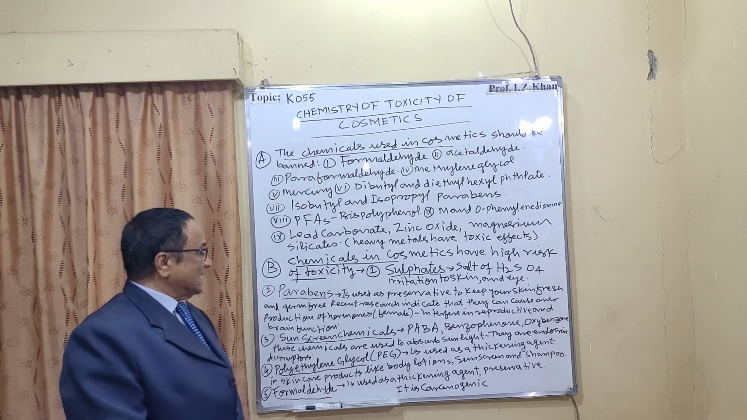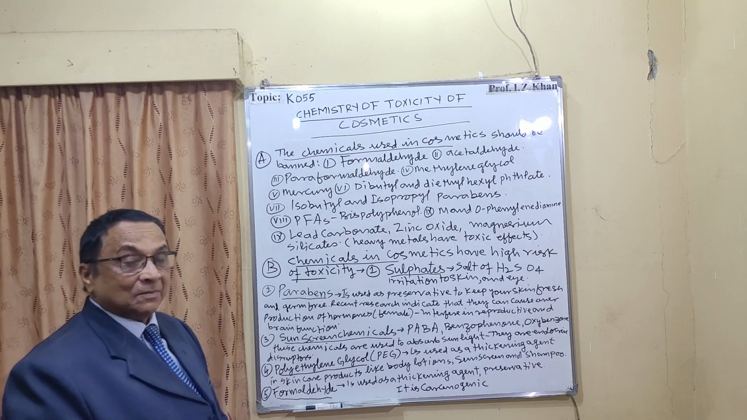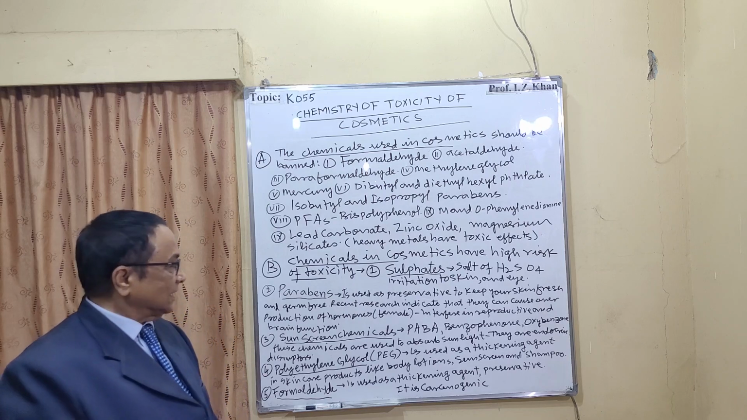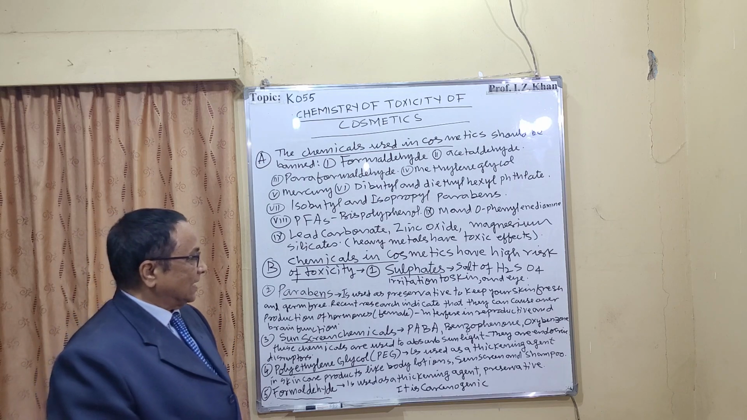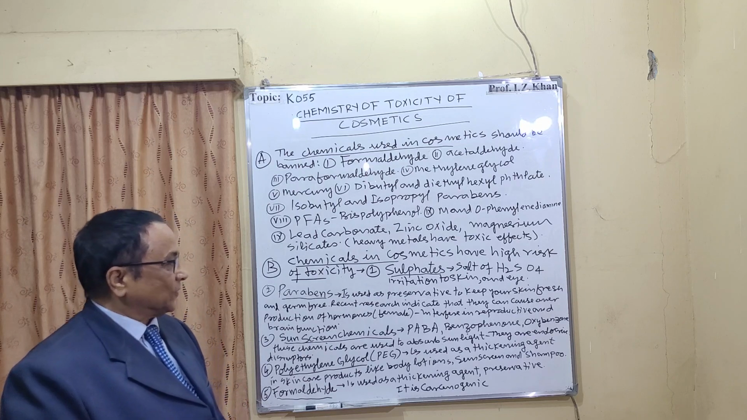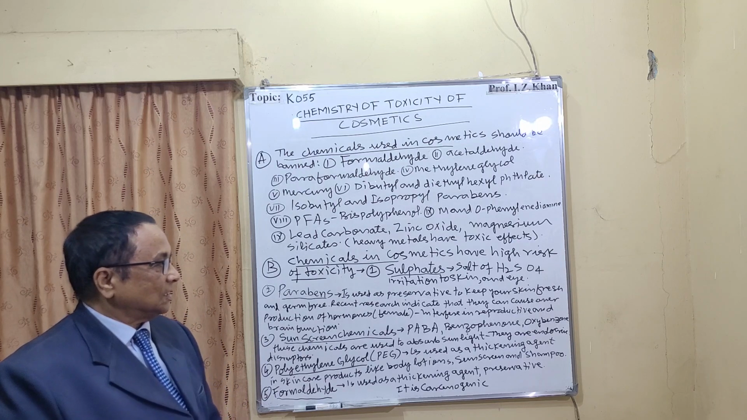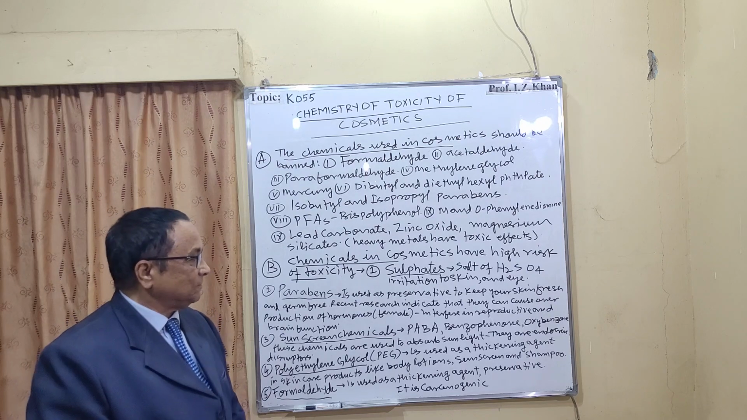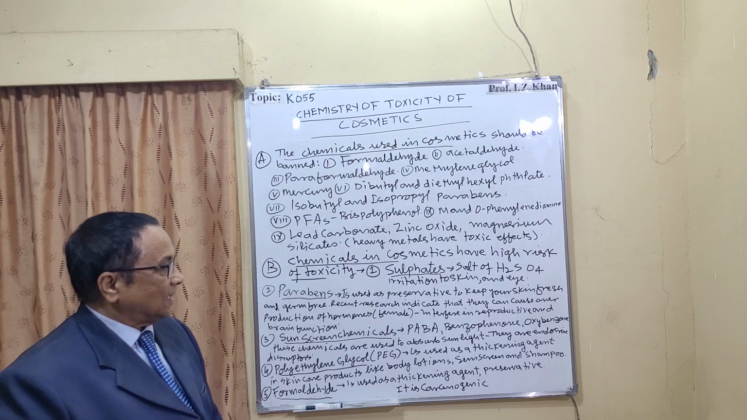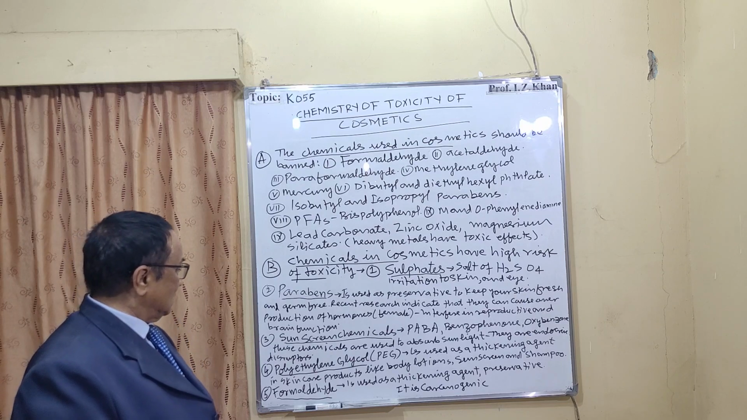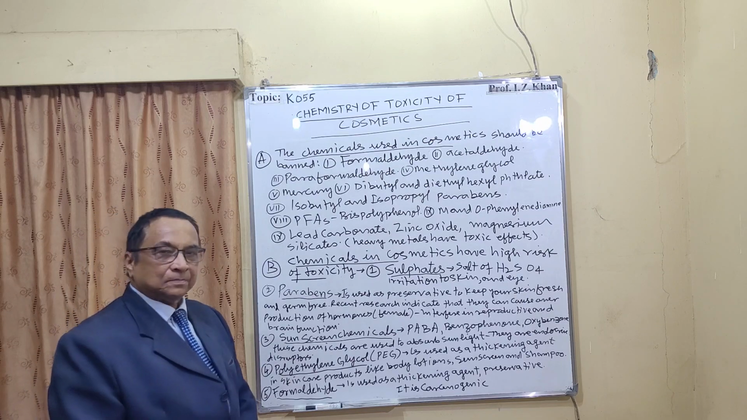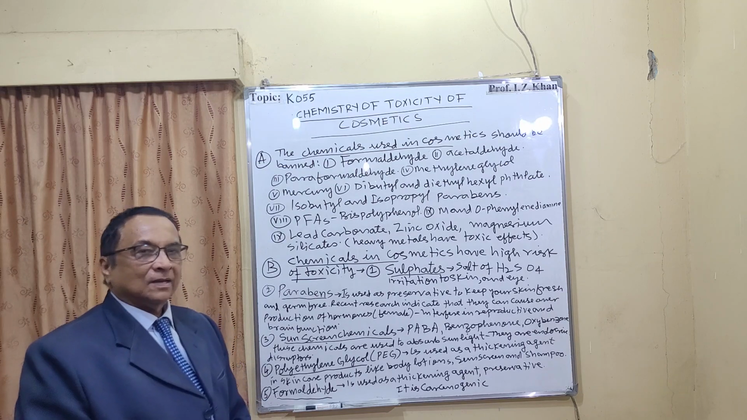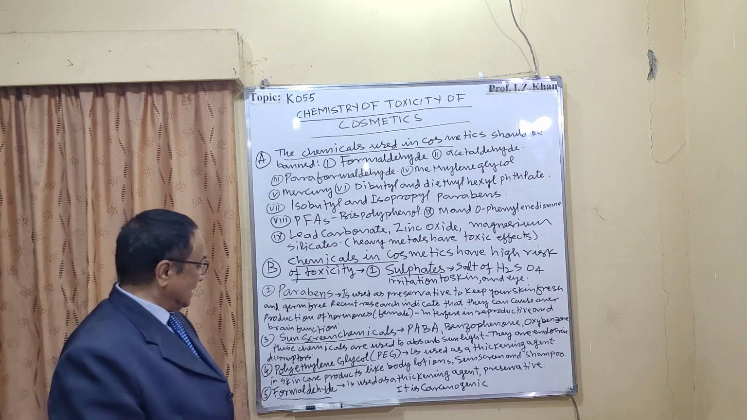Number three, sunscreen chemicals. There are some chemicals which are used to protect your skin from the sun, called sunscreen chemicals. They are PABA, benzophenone, oxybenzone. These chemicals are used to absorb sunlight, and they are endocrine disruptors, meaning they disturb our endocrine gland secretion, these sunscreen chemicals.